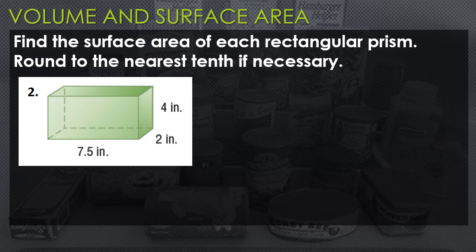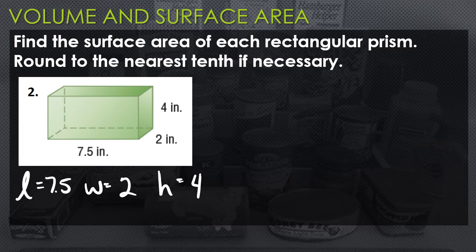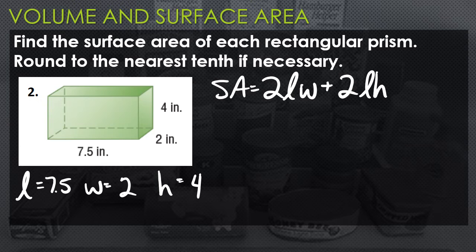So now we got our next example here. Let's go ahead and label length, width, and height here. So our length is going to be 7.5 inches, our width will be 2 inches, and our height will be 4 inches. And we have our surface area equation here. 2 times length times width plus 2 times length times height plus 2 times width times height. And what we're going to do is take it one piece at a time.